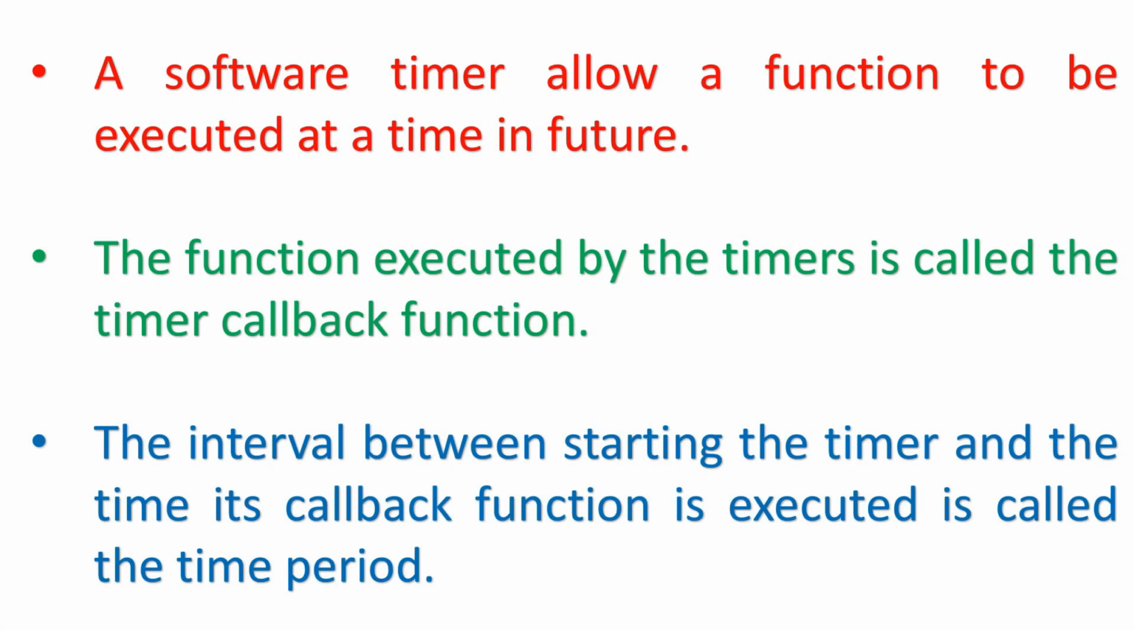A software timer allows a function to be executed at a time in future. The function executed by the timer is called the timer callback function, and the interval between starting the timer and the time its callback function is executed is called the time period.